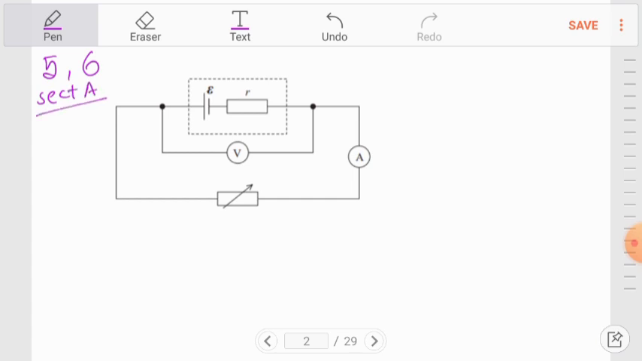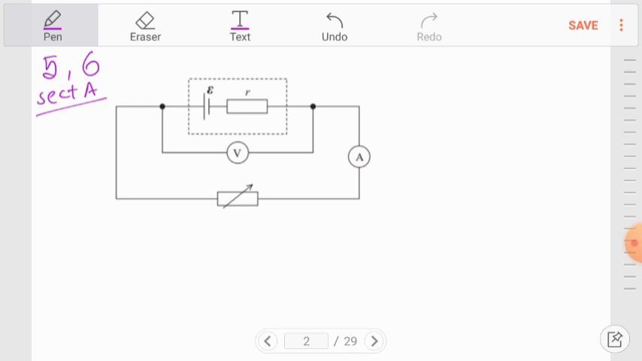Now question number 5 is, the diagram shows the circuit used to determine the internal resistance small r and EMF of a cell. Corresponding values of potential difference and current were taken after adjusting the variable resistor. A graph of voltage on the y-axis against current on the x-axis was plotted. Which of the following is correct?